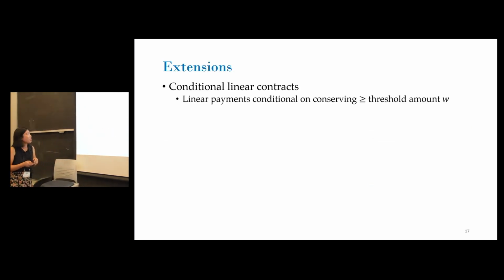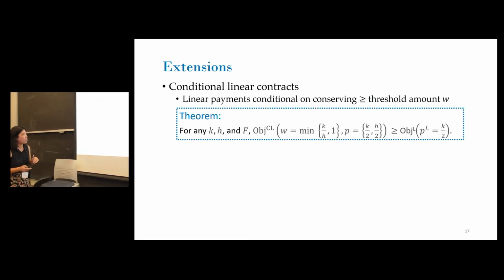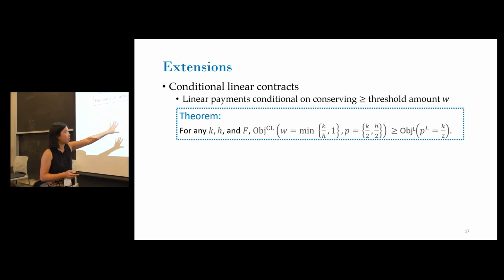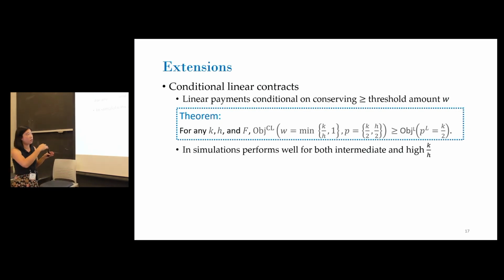And so we have some extensions. I told you also about these conditional linear contracts, which interpolate between being conditional and being fully linear. What we can show is that, obviously, the best conditional linear contract always does better than the best linear contract. But in fact, we can also choose instantiations for the thresholds that are independent of my distribution f, which are going to do better, and in simulations actually do well for both intermediate and high k over h.